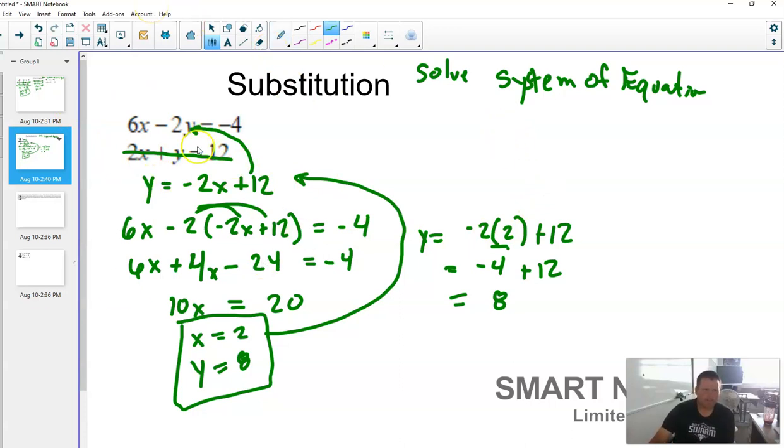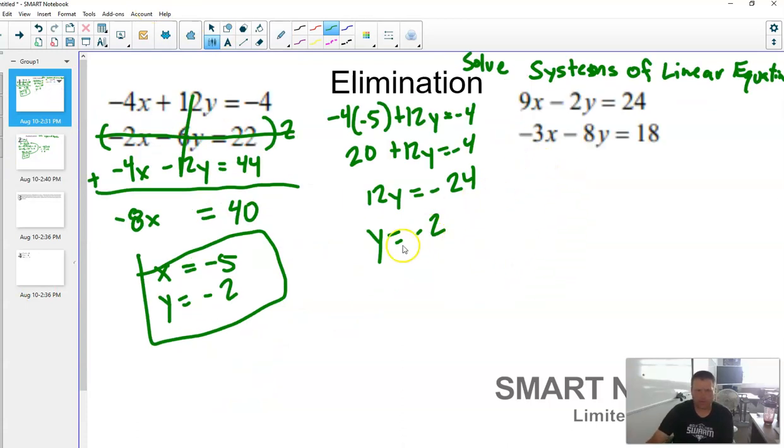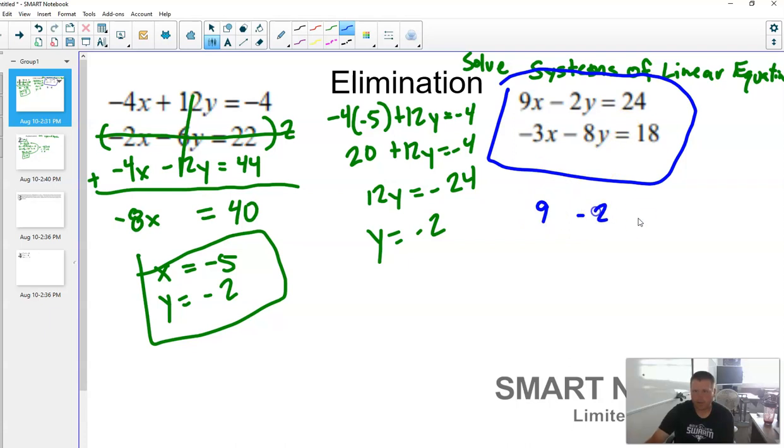But for example, let's just look at this system right here in the blue. And if I wanted to write a matrix for that, all I do is I've got my x's in a row, my y's, and then whatever it's equal to. It is important that those are all in a column. I'm going to get rid of the x's and y's and the equal signs, just write my matrix. So I've got 9, negative 2, 24, negative 3, negative 8, and then 18 here. And then I put these brackets around because that tells me that this is a matrix.